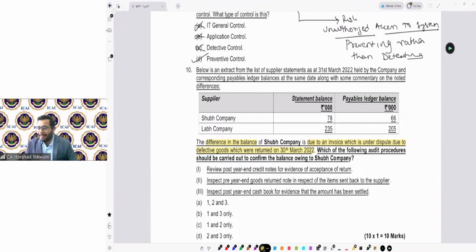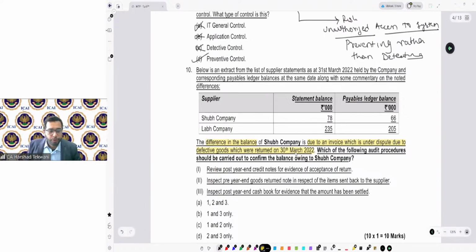Okay, let us see the answers. Now, if I want to verify the difference in the balance, first of all, what is the difference related to, and accordingly I will select my answer. Now the difference is related to the defective goods which are returned. So some goods have been returned. My answer will be related to that only.